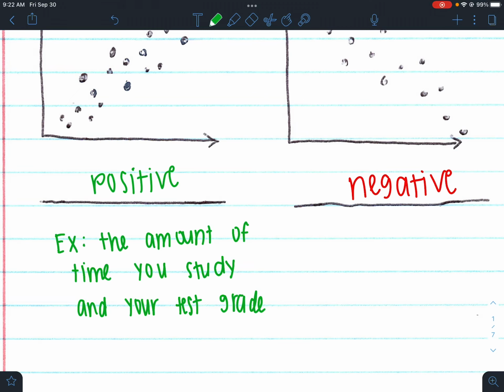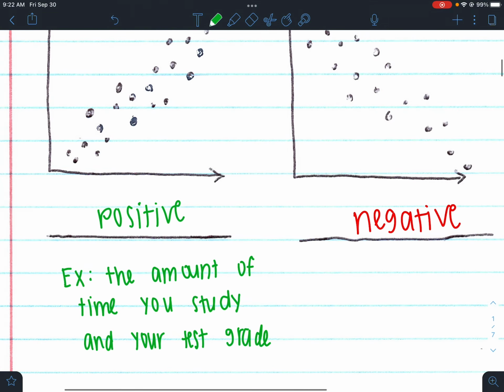But at the same time, right, there's people that make A's on tests that never study at all. So again, there's variables, right? Typically, yes, the more you study, the more time that you put into it, the better that you will be, or the higher grade that you'll probably get on your test. But that is not a guarantee. So that's why it's a scatter plot, right?